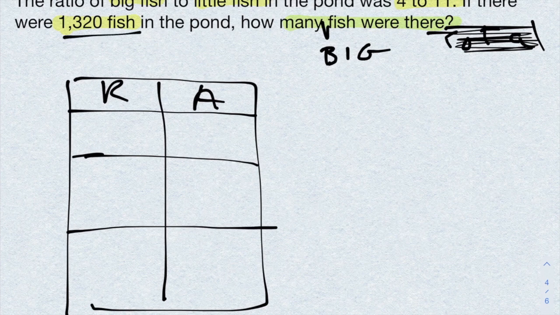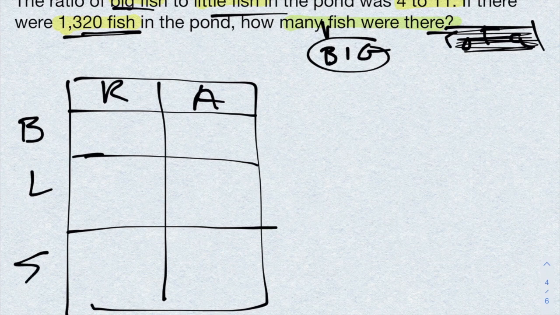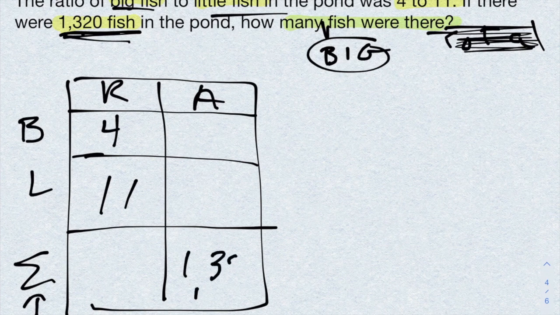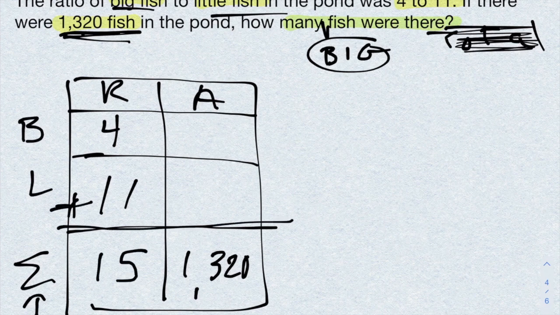So, I have my total here. I'm looking for my number of big fish, and I'm going big to little. So, I'm going to write B to L. Here's my total. Remember, that's my fancy symbol for total. And I know this is 4 to 11. And then I know my total number of fish, actual, is 1,320. I can use my awesome math skills to add 4 plus 11 gives me 15 in my ratio. And I'm asking for big fish, so I'm going to be looking here. So I can put a B for big fish.